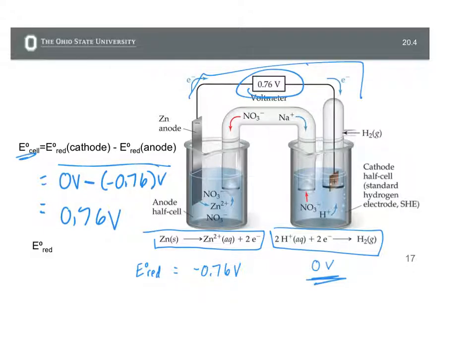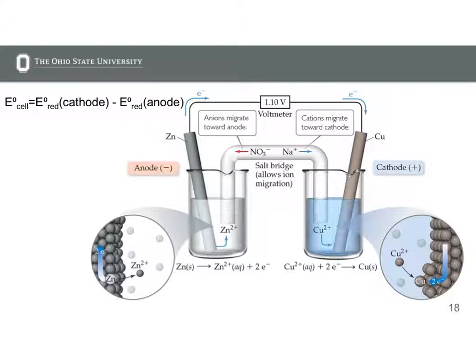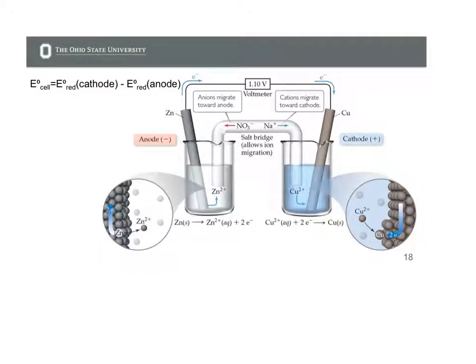Just real quick, the next slide does the same thing. You can look at your table 20.1 in your textbook and look up these reduction potentials and actually calculate the potential. Make sure you get 1.10.